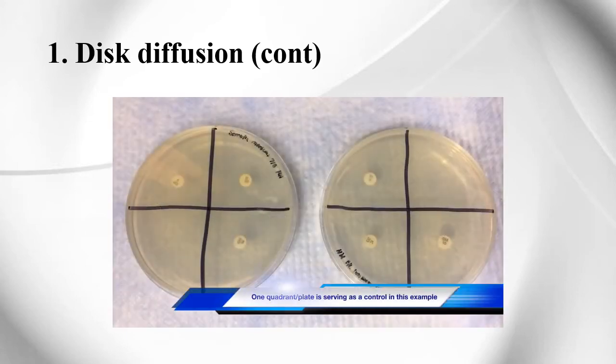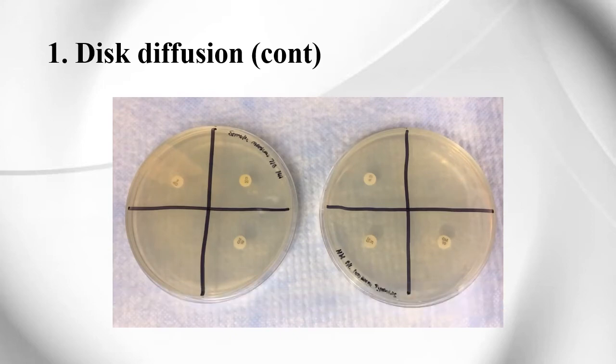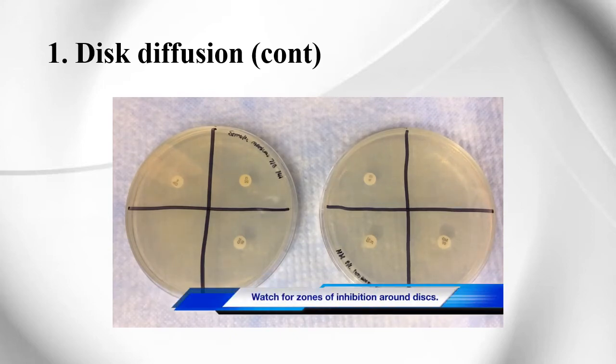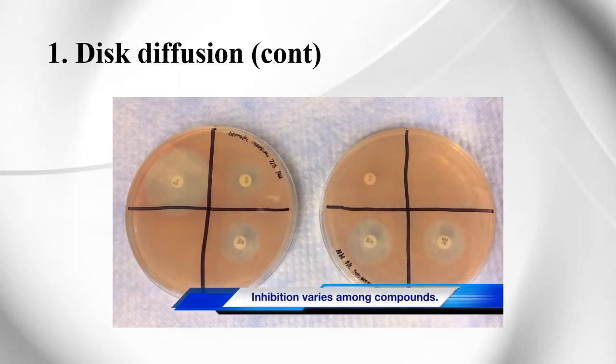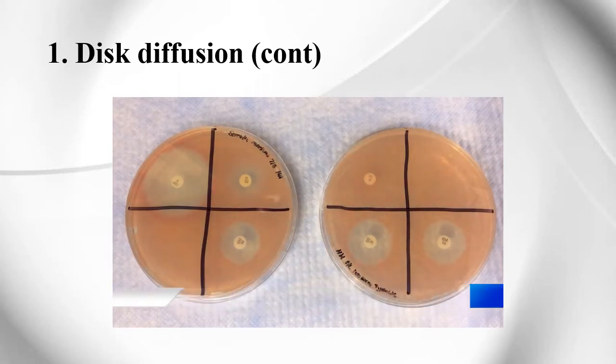Watch this time-lapse video of Serratia marcescens' sensitivity to 5 antimicrobial compounds. Notice the zones of inhibition around each disc. The diameter of the inhibition zone is a measure of sensitivity to a compound, with greater sensitivity forming larger zones and lower sensitivity forming smaller zones.